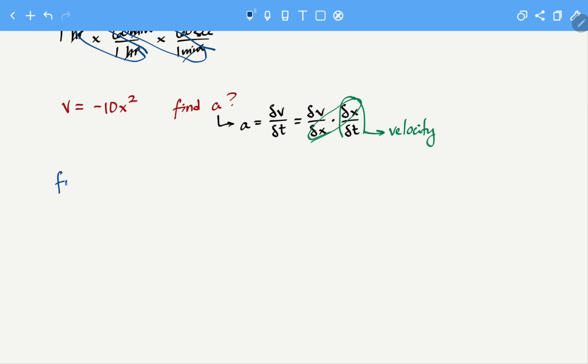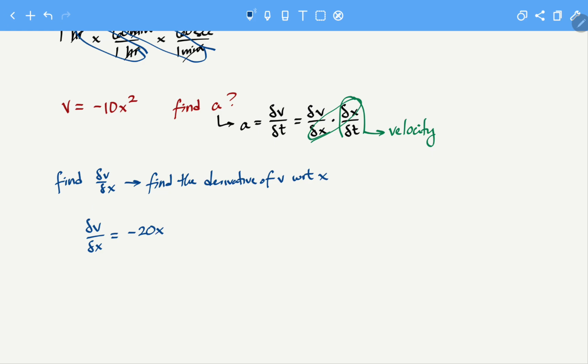So if we say just find dv dx, what we're really saying is find the derivative of velocity with respect to position. So all we're going to do is use the power rule. Check this out. I can go, well, dv dx is equal to negative 20x. You're like, well, wait, hold back up. How did you get that?